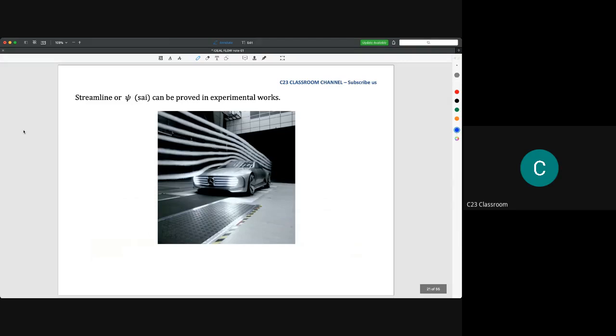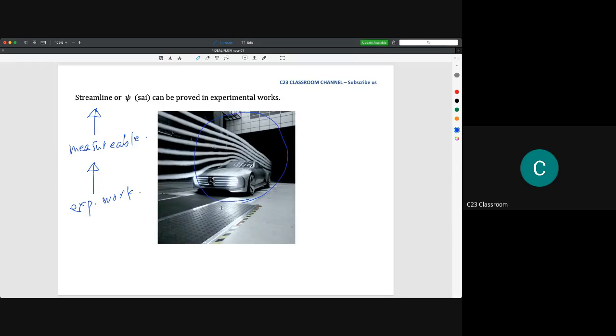Okay, so what is actually stream function or streamline? Streamline, as I said, is actually the volume flow rate. So streamline is actually measurable, which means it can be proved in experimental work. One simple example of stream function or streamline is the smoke line in a wind tunnel. It will create something like this.